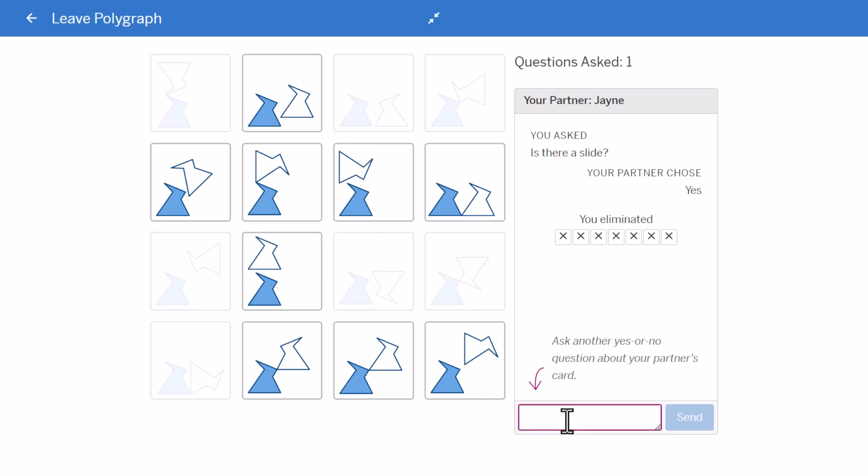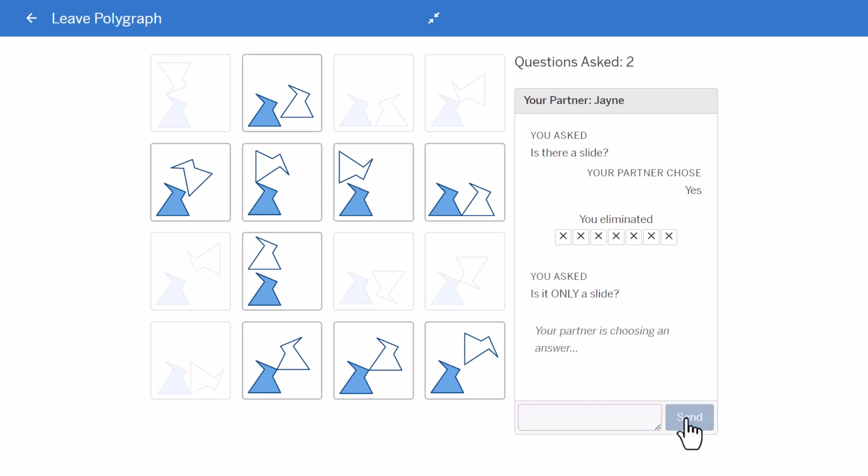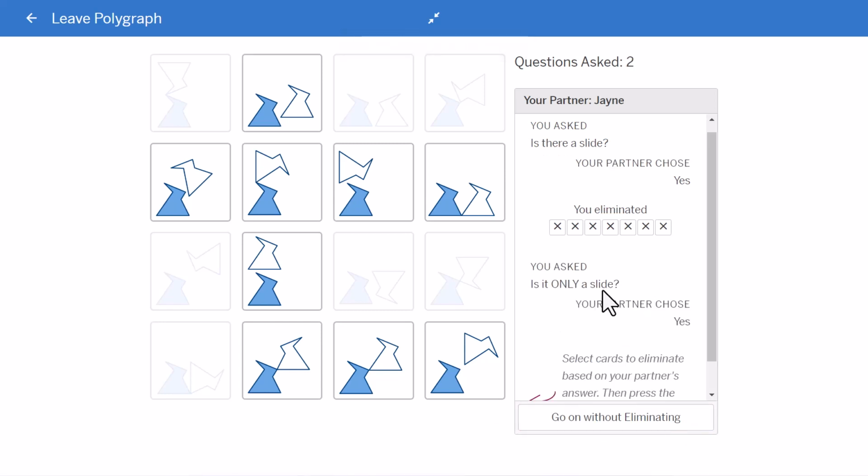I'll go a little bit more quickly. I'm going to ask, is it only a slide? If it has more than one transformation, then I need to know that. Okay, that's helpful. I asked, is it only a slide? And the partner said, yes. So if there's anything more than just a slide happening, I can get rid of it.